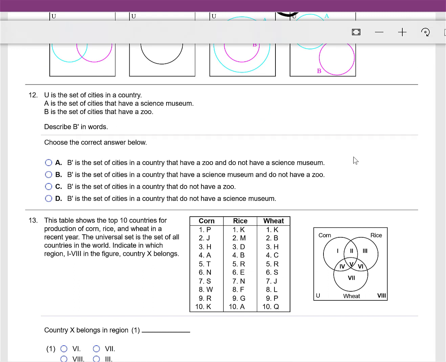U, the universal set, is a set of cities in a country. A is a set of cities that have a science museum. B is a set of cities that have a zoo. We want to describe B complement in words. So B is a set of cities with a zoo. So B complement is going to be what? The set of cities that do not have a zoo. And that's going to be choice C.